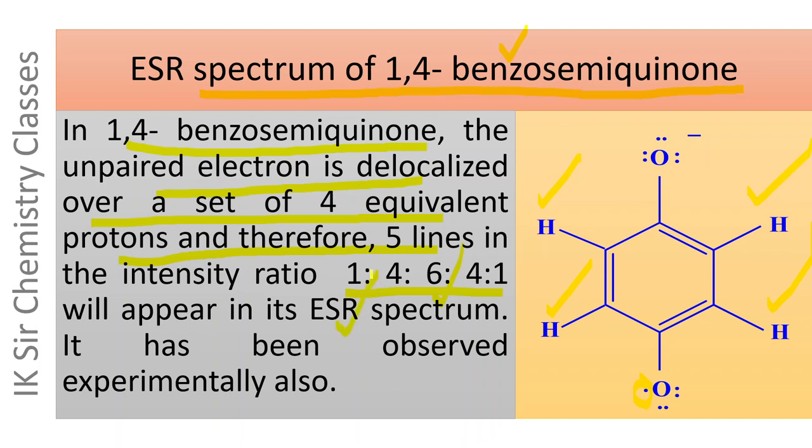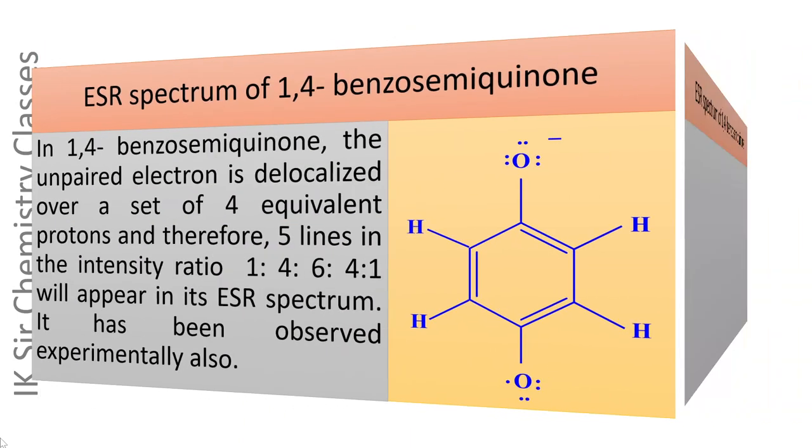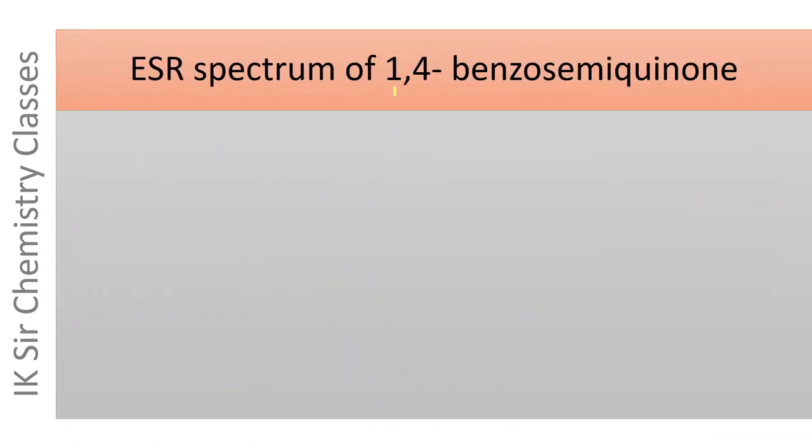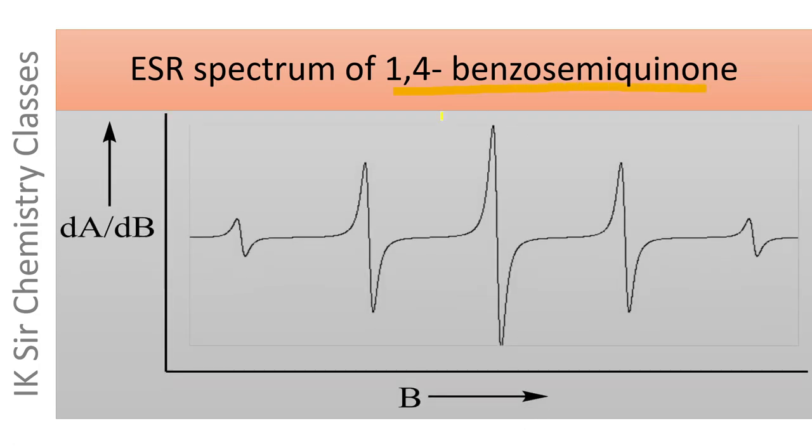And it has been observed experimentally also. The ESR signal of 1,4 benzosemiquinone consists of 5 hyperfine lines with ratio of intensities 1 is to 4 is to 6 is to 4 is to 1. The ESR spectrum of 1,4 benzosemiquinone is given here, and this ESR signal consists of 1, 2, 3, 4 and 5 hyperfine lines.